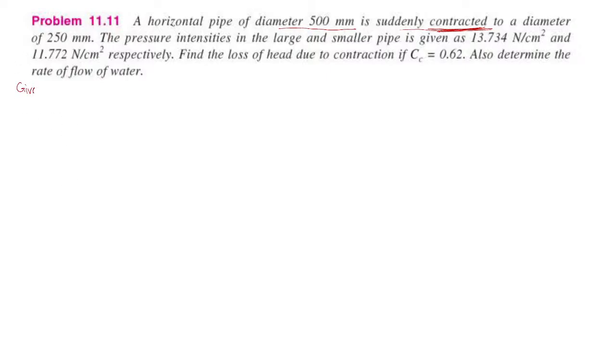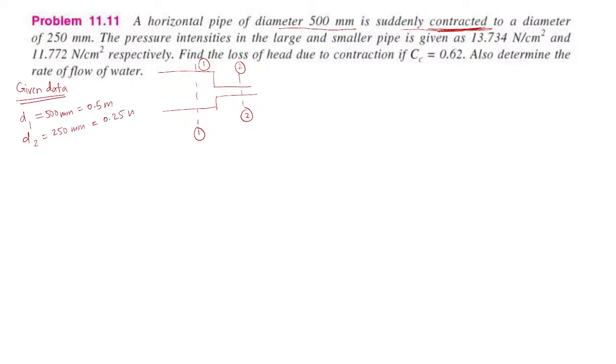The first step that we should always do for our convenience is to create a layout and a figure. As it is a contraction, first I'm going to make a layout of a contraction. I will make this section 1 and this section 2. Here I'm going to mention D1 is 500 mm, which is 0.5 meter, and D2 is 250 mm, which is 0.25 meter.